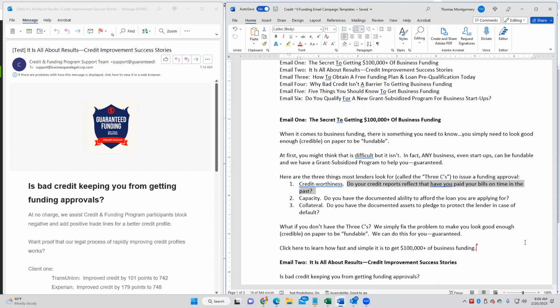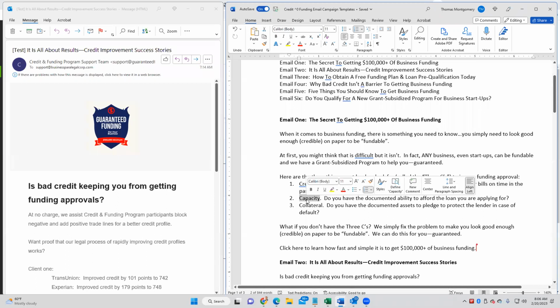I had health issues, or I lost my job, or it was the mortgage collapse of 2008, right, 15 years ago. But regardless of what the reason is, it really doesn't matter. What the lender is looking at is, does the proposed borrower pay their bills as agreed? So that's creditworthiness. Capacity is a big one that we're very good at helping clients with. And this is sometimes a bigger issue for some clients than creditworthiness. And that is, do they have the documented ability to afford the loan that they're applying for?